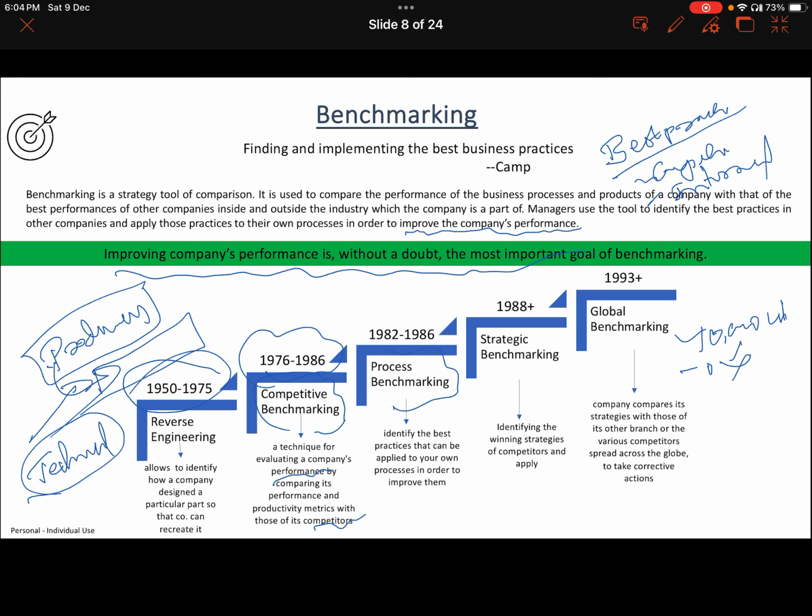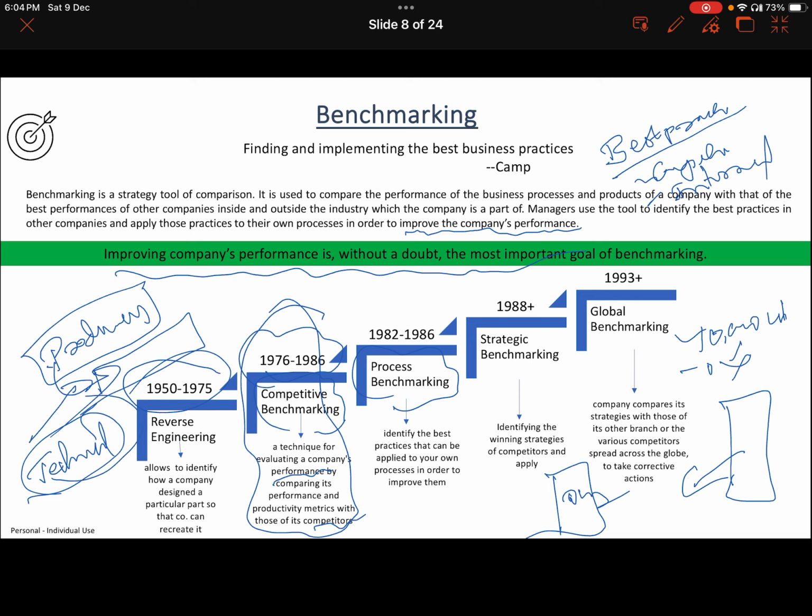Later came process benchmarking. The earlier stage was very technical, all about numbers. In the case of 1982 to 1986, process benchmarking means that if one company is following the best processes, those processes can be brought into our company to implement. So it is the non-technical part of it.